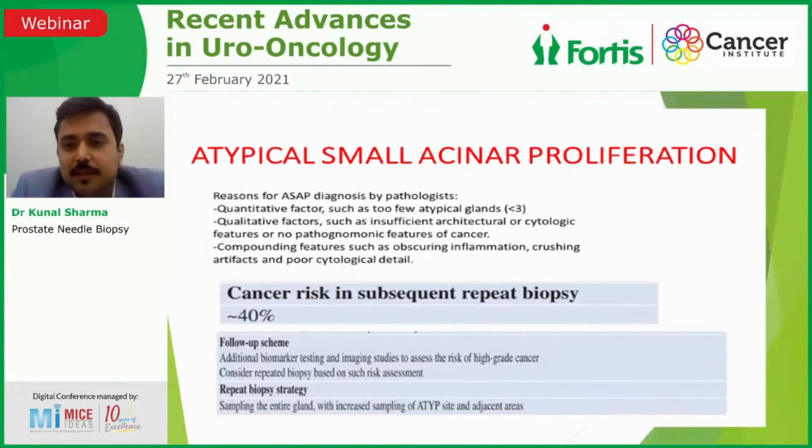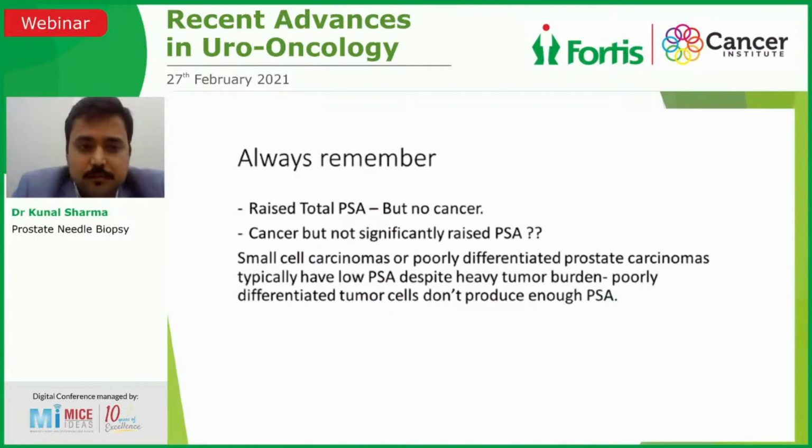Another thing is atypical small acinar proliferation. These are very critical to report in your biopsies because the cancer risk in subsequent repeat biopsies increases up to 40%. The reason for reporting these could be quantitative: we see very few atypical glands. Or qualitative: the architecture is not entirely malignant, or there are compounding features such as inflammation.